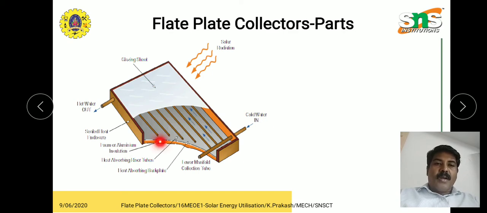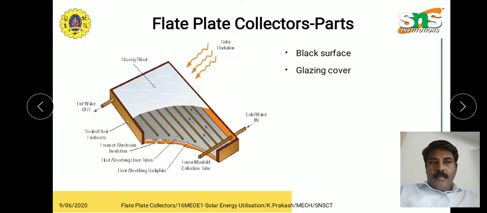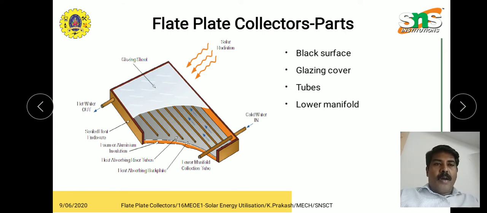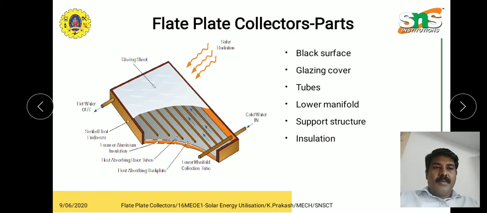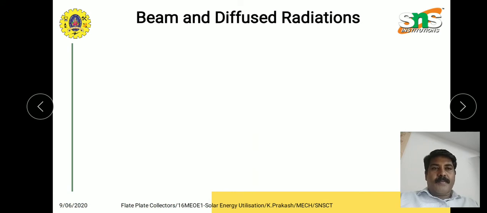So here at the bottom part, insulation, and the sides of the boxes are insulated so that no heat energy is wasted. Here beneath the tubes, a black surface is used to absorb the maximum heat, and a glazing cover to protect from the dust materials. Tubes made of copper, and the lower manifold, this is the lower manifold, and the supporting structures, and insulation are made. So these are the main parts of the flat plate collector.